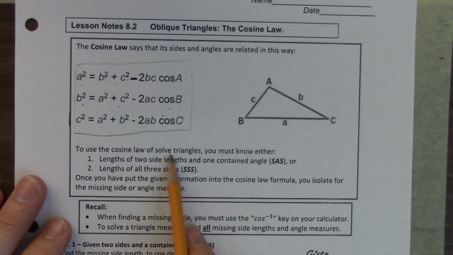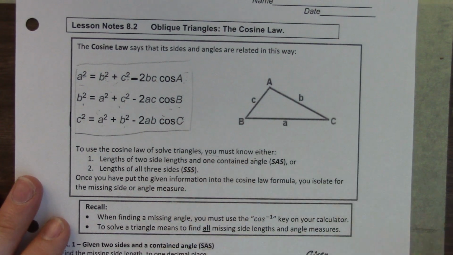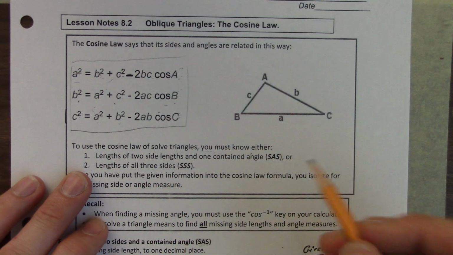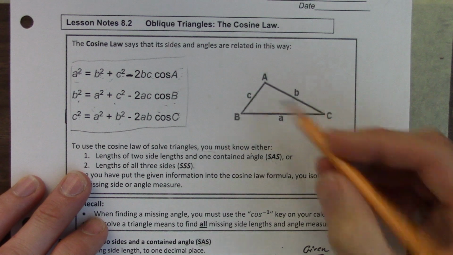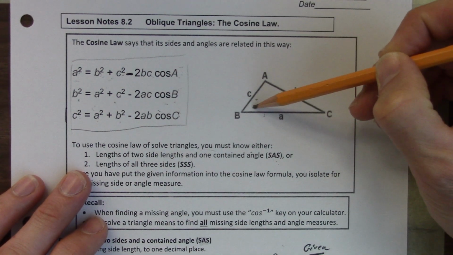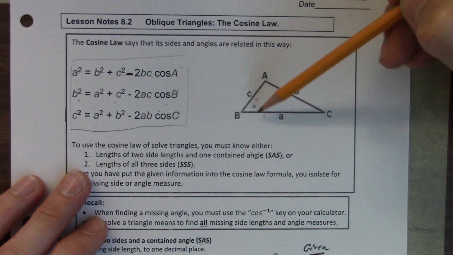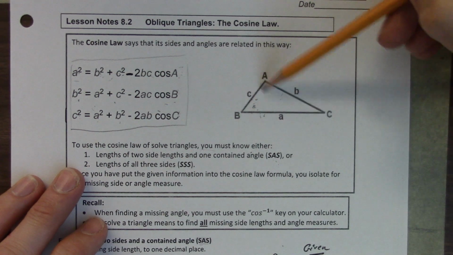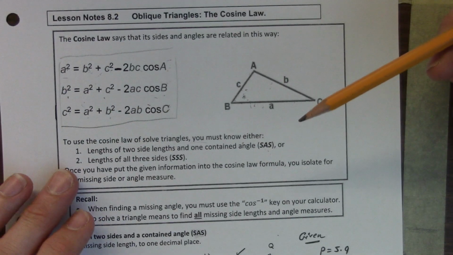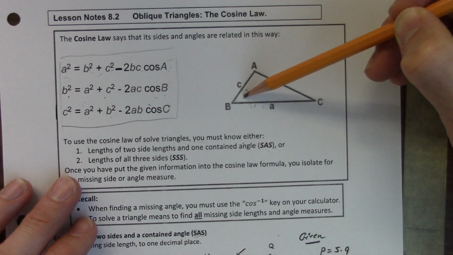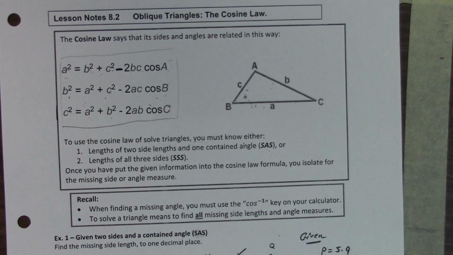To use the cosine law to solve triangles, you must know either of these scenarios we're looking for: lengths of two sides and one contained angle. So SAS. So when we have two sides and squished in between the two sides, we have an angle. Now the reason why that wouldn't work with the sine law is because it doesn't give us a full ratio for any of the vertices. Do you guys understand that? Like, I don't have an angle with the opposite side. I have my two sides and my angle squished between them. I can't get that ratio. So you gotta use cosine law.